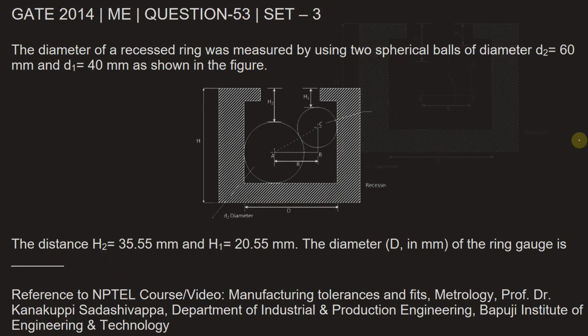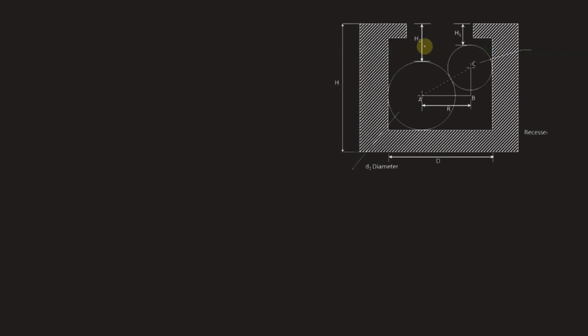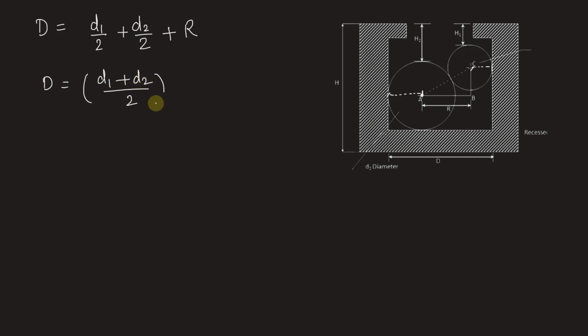Let's see how this will be solved. For this question, we are simply going to use geometry and trigonometric law. First, we know that this distance that is required, that is D, will be equal to the radius of this bigger cylinder plus the radius of the smaller cylinder, which will be nothing but D1 by 2 plus D2 by 2, plus this R, that is the distance between the center of the bigger cylinder A and the smaller one C, noted as R. So we have capital D is equal to (D1 plus D2) by 2 plus R.